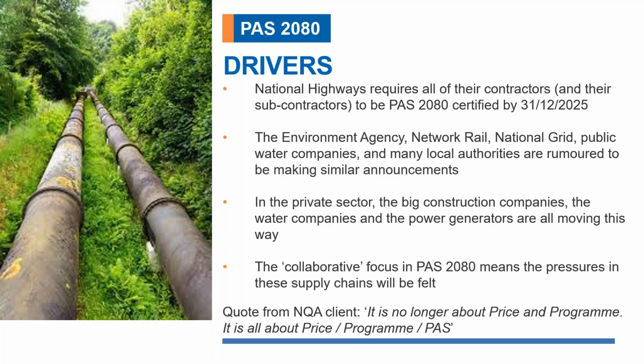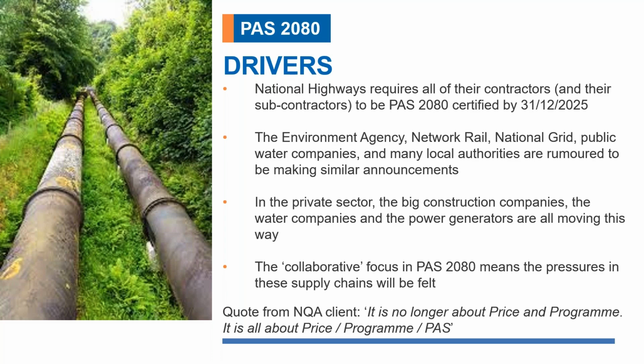And National Highways have publicly stated that they're going to require all of their contractors and their subcontractors to be PAS 2080 certified by 31st of December 2025. And there's also chit-chat that the Environment Agency are going to follow suit, Network Rail, National Grid, the public water companies, perhaps even local authorities are all kind of rumoured to be thinking along the same lines as National Highways.